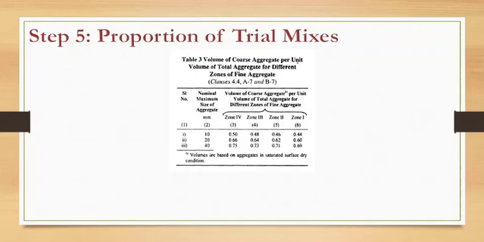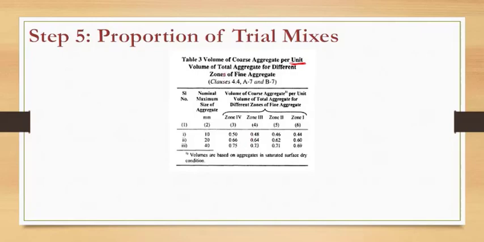Now, here it is given for volume of coarse aggregate per unit volume of total aggregate. Per unit volume of total aggregate means we have considered the total aggregate to be of one volume. Total aggregate is comprised of the coarse aggregate and the fine aggregate. So if we take the volume of total aggregate as 1, how much coarse aggregate will be inside it, we will now find from the table.